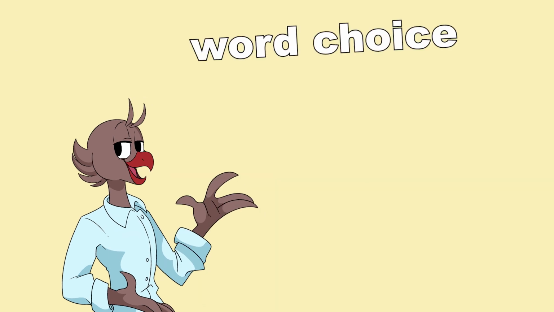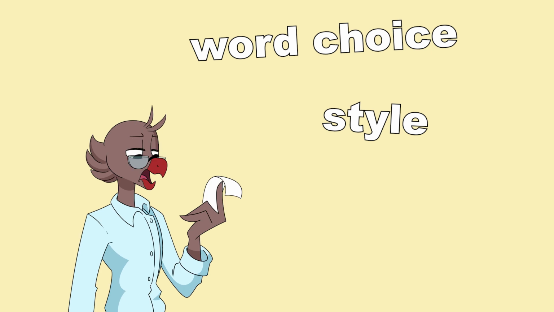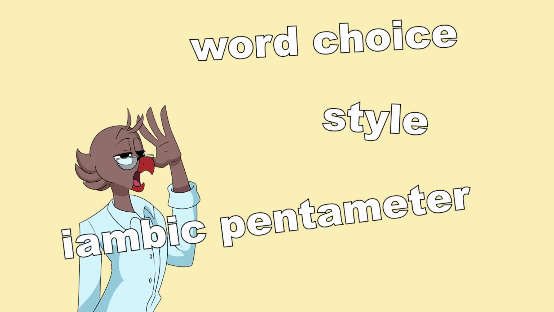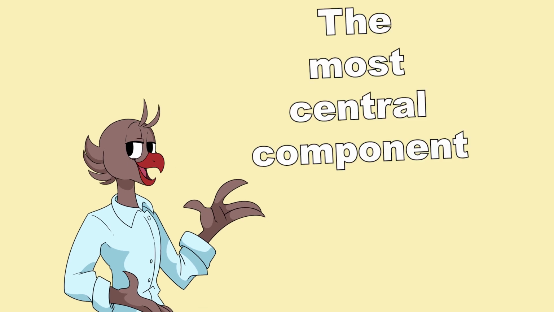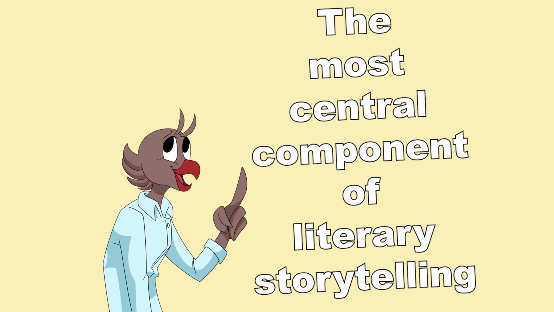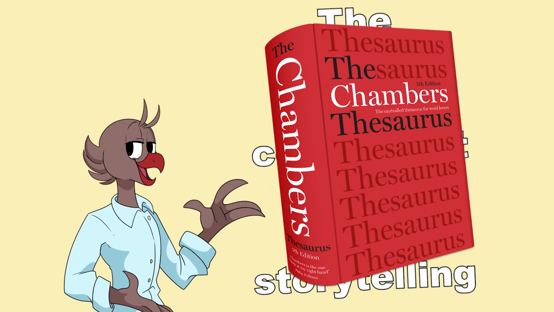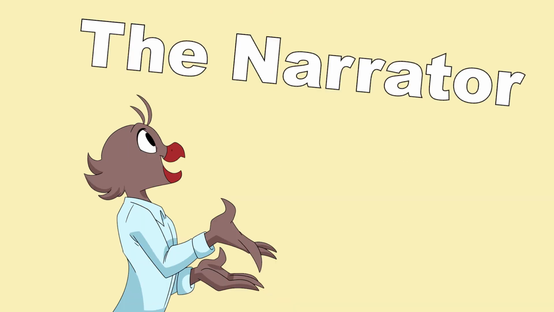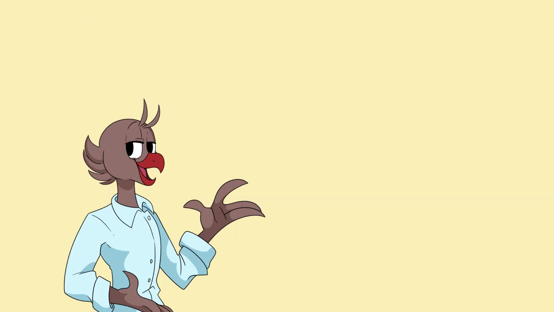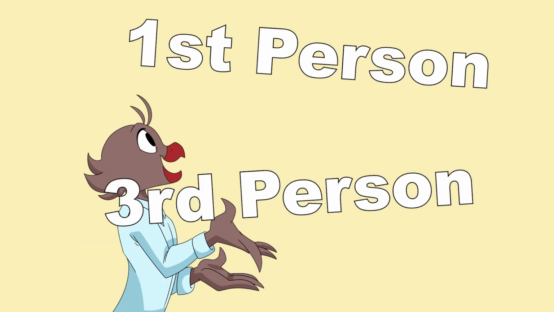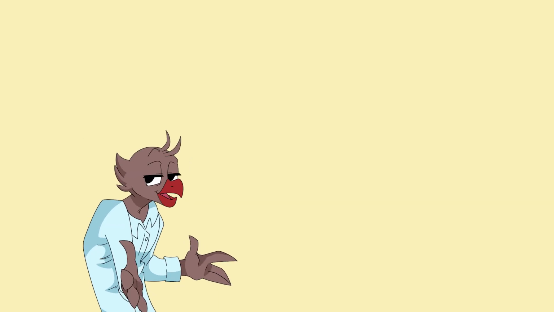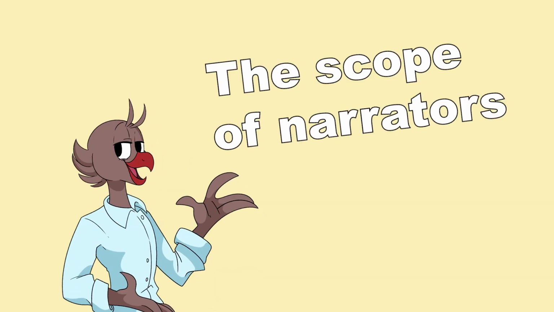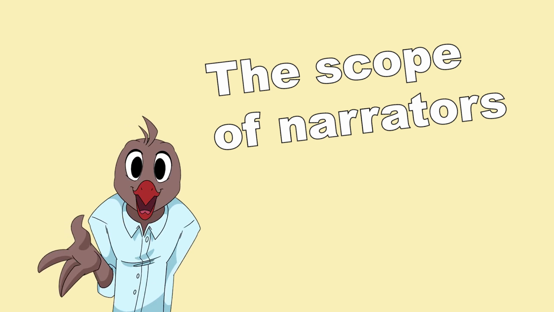And look, there are a lot of components to capital R writing. You can talk about word choice, you can talk about style, you can talk about iambic pentameter if you're pretentious. But today, I want to dive into the most central component of literary storytelling. And it's one that you don't even need a thesaurus on hand to start experimenting with. It's the narrator. Now, you probably think you know some stuff about narrators. There's first-person and third-person narrators, there's omniscient and non-omniscient narrators, but what if I told you that the scope of narrators is actually very broad and incredibly expressive?